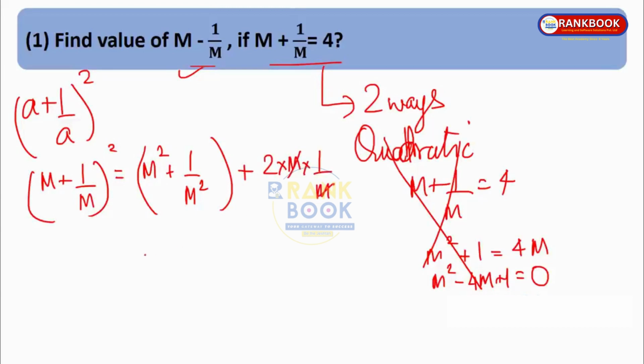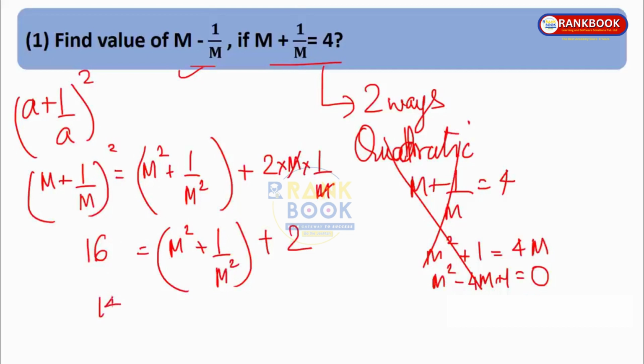1 by m. So what will you get over here? m square plus 1 by m square plus 2, right? But we know m plus 1 by m is nothing but 4. So that is 4 square, that is 16. So m square plus 1 by m square is what? 16 minus 2, 14, right?